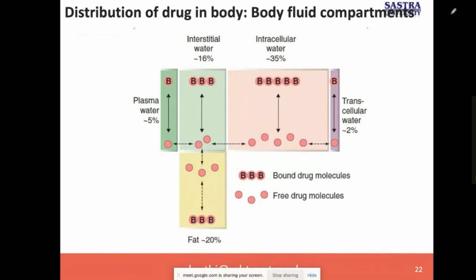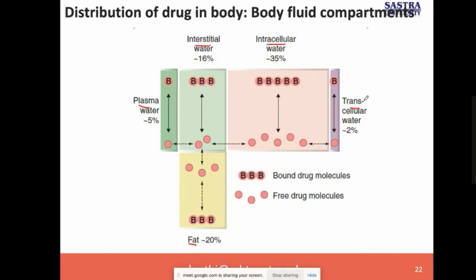Okay, assume that there is no question. This is the same concept which I explained theoretically. Here we have an image for making it understand the concept clearly. These are the various water compartments in our body: the plasma compartment, interstitial water compartment, intracellular water compartment, fat, and transcellular water. So there are different compartments.